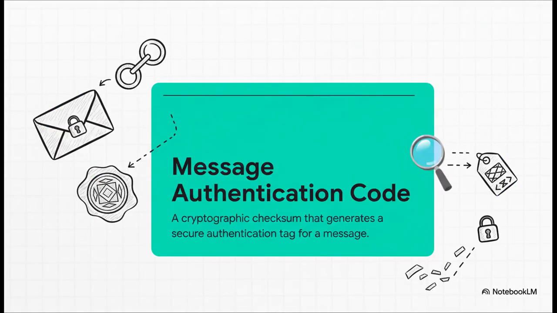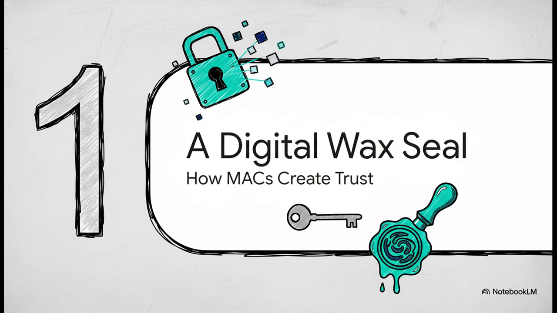And here it is, the hero of our story, the Message Authentication Code. You can just think of it as a small, unique tag that gets attached to a message. It's basically a cryptographic checksum, and its whole job is to act as a seal of authenticity, proving that the message is the real deal. So how in the world does this digital wax seal actually work?